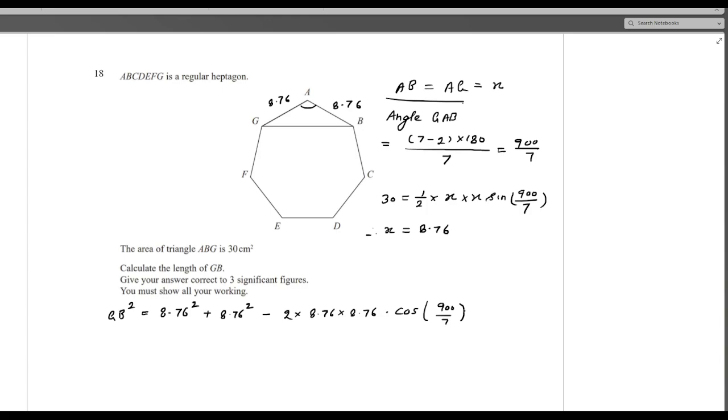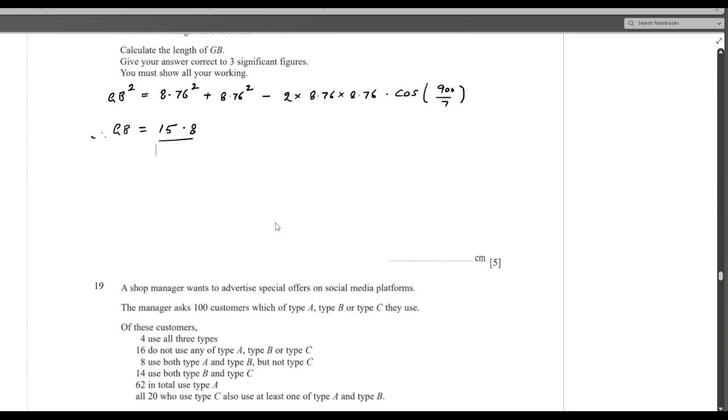So this gives me GB square is 249. Therefore your GB is the square root of that, the square root of your answer, and we will get 15.78. In three significant figures, it is 15.8. So 15.8 centimeter is your answer.